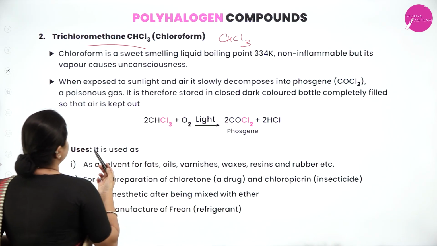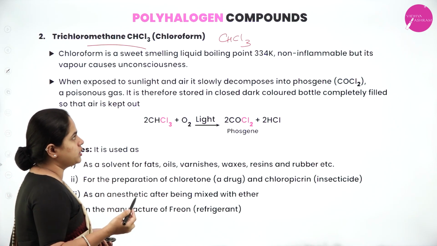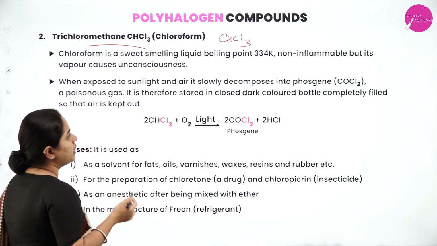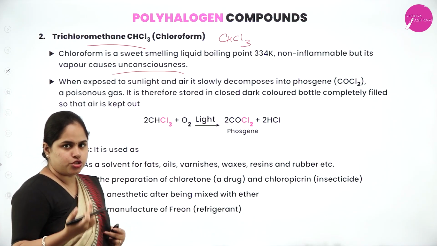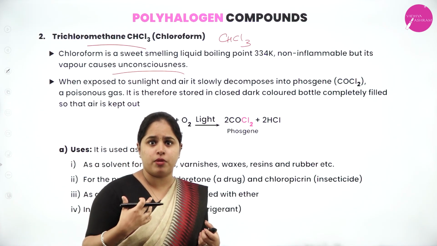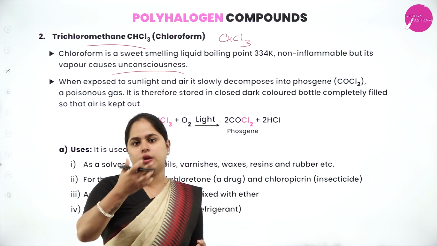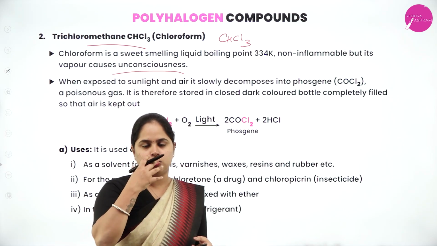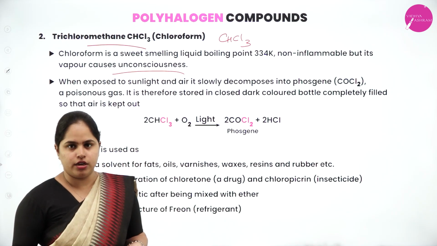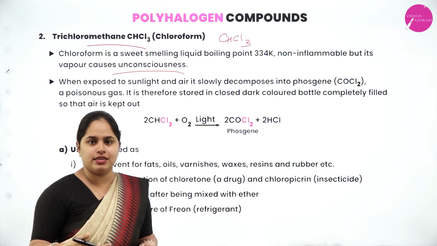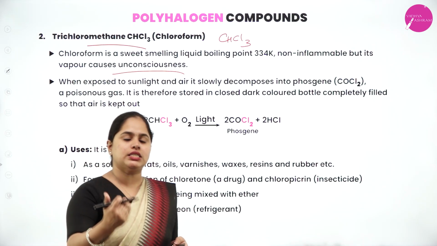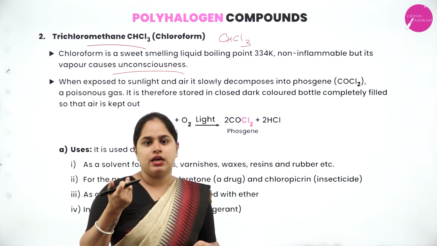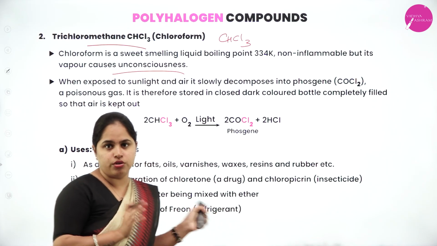Chloroform is a sweet smelling liquid with boiling point around 334 Kelvin, non-inflammable, but its vapor causes unconsciousness. You might have seen in movies, when you keep chloroform to your face and inhale it, you get unconscious, right? So it is used as an anesthetic. Actually, it was used as an anesthetic before, but nowadays it is not, because of some reason that we are going to discuss now.